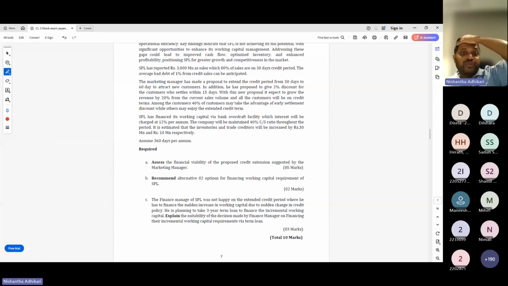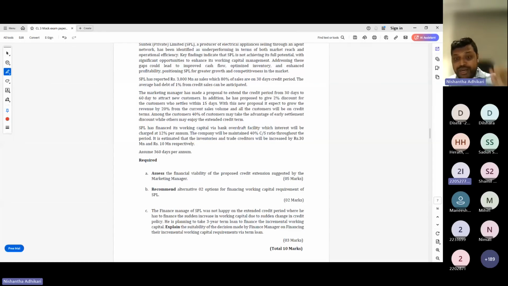Now we need to work it out. I will take a screenshot of this one, and then we can work out the entire illustration. I will take some important information. Then we can go to Excel and work it out.